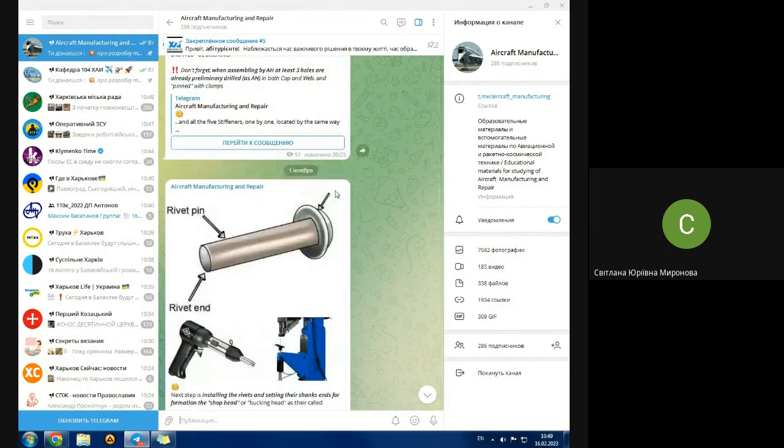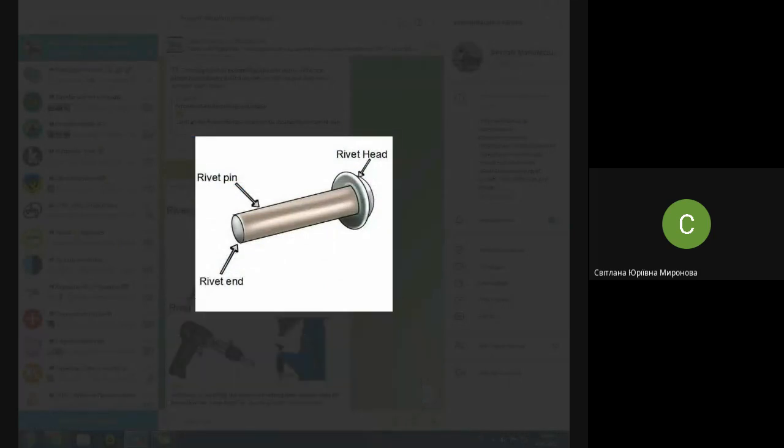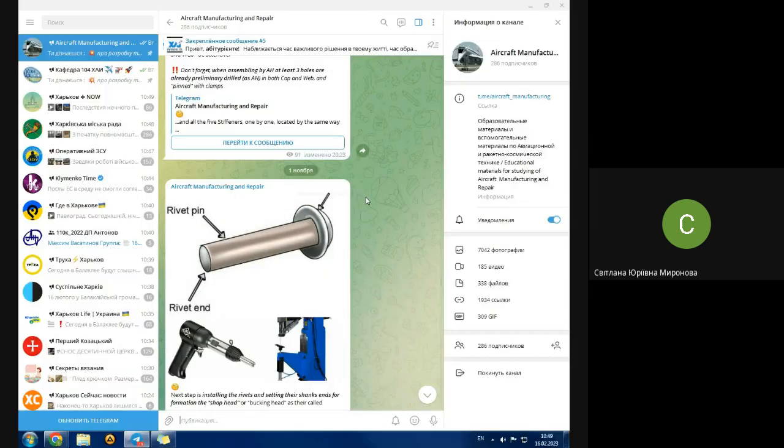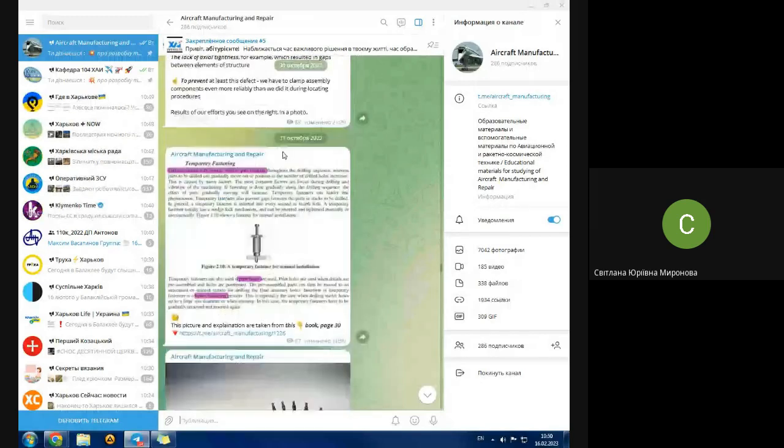What a rivet looks like, just to remind you: the so-called manufactured head, this rivet head, was done preliminarily. A rivet is a pin or shaft, or rather a shank, with a manufactured head. And such a pin with a preliminarily manufactured head is installed. We have seen it also somewhere here.